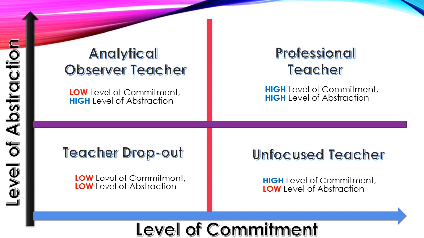So if the person has a very high level of abstraction, very smart, can generalize, and is very committed at the same time, then we call the teacher the professional teacher. Okay? So the definition of the professional teacher is a high level of commitment and a high level of abstraction. But there are times that we have teachers or students who are very smart but very low in terms of commitment. Meaning they are not committed to their work, and we call that an analytical teacher or observer teacher.